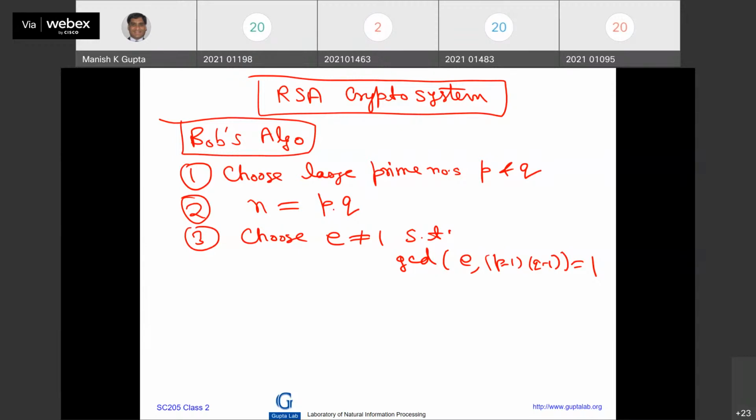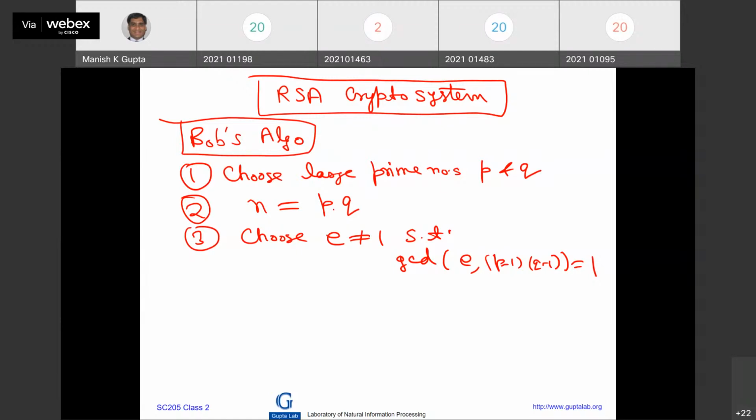Okay? Why did this come, why did we have to do this, there is a story behind all this, but first let us understand what this is. So, choose two large prime numbers P and Q. Compute this product, n is equal to P into Q. Choose E, which is not equal to 1, such that GCD of E and P minus 1 into Q minus 1 is 1.